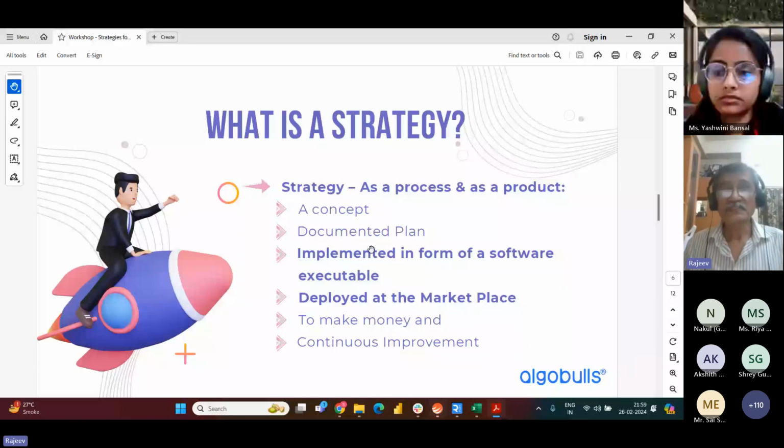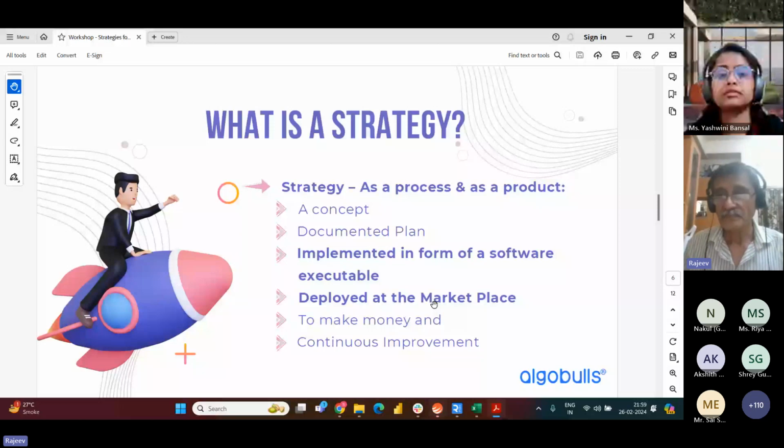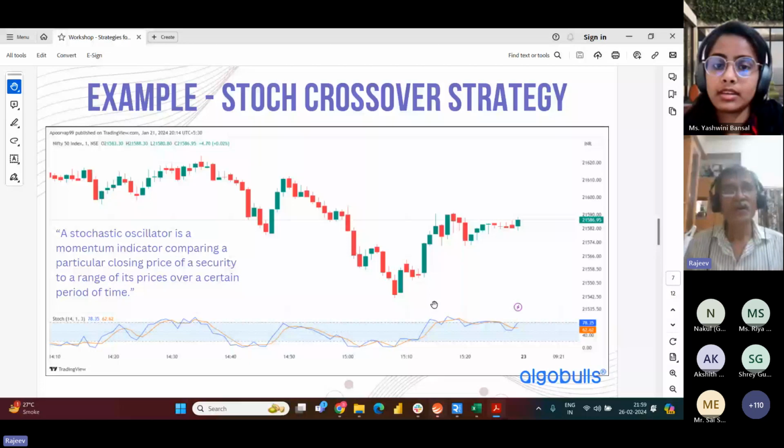So this is a process and this is a product also, because the software executable that you develop and it gets deployed, that's a product as well. So that is what, in a nutshell, a strategy is. With that, I have already talked about indicators. We talked about EMA crossover, but maybe I can touch upon this as well.